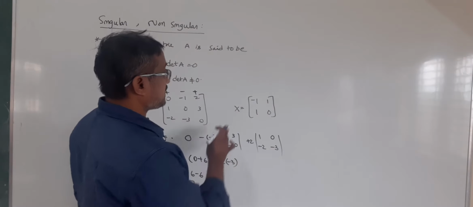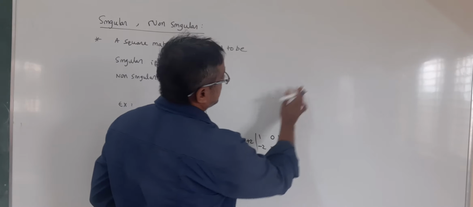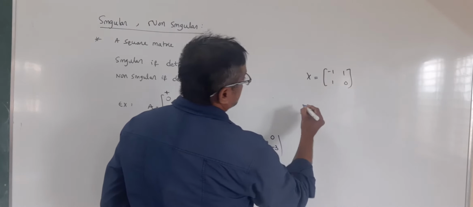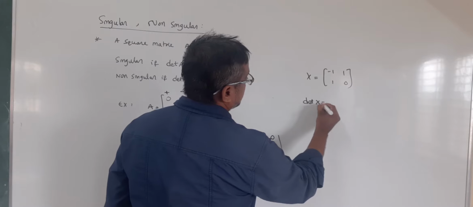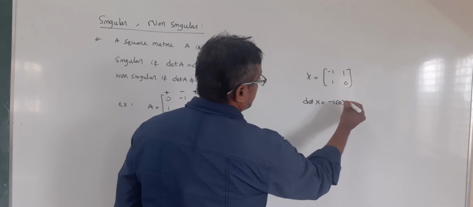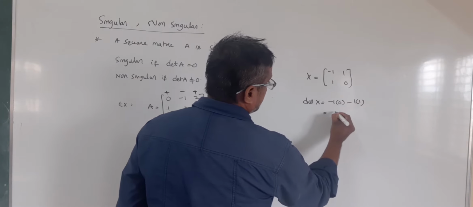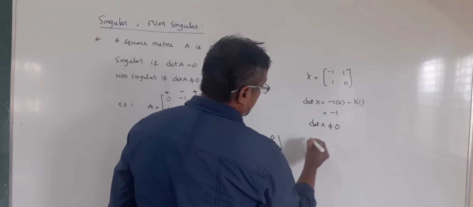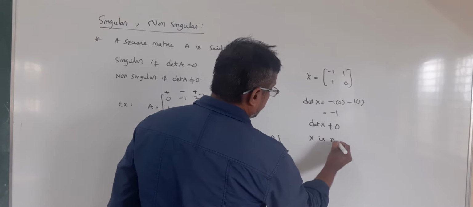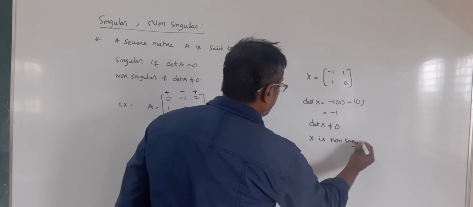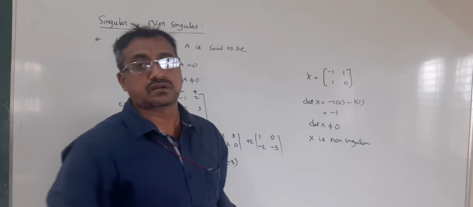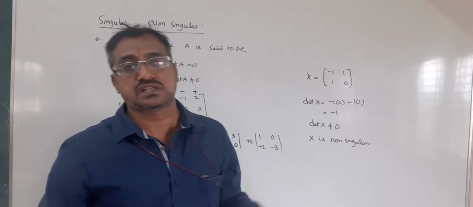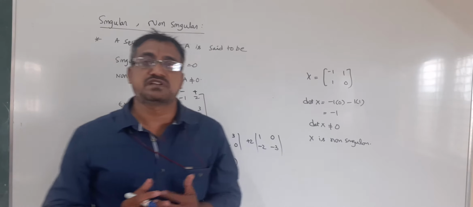Now, consider another matrix capital X, the matrix minus 1, 1, 0. Consider the determinant of X. So it will be minus 1 into 0, 1 into 1. So the result is minus 1. So determinant of X is not equal to 0. So X is a non-singular matrix. Now if det A is equal to 0, then it is singular. Otherwise it is called a non-singular matrix. Very, very important.